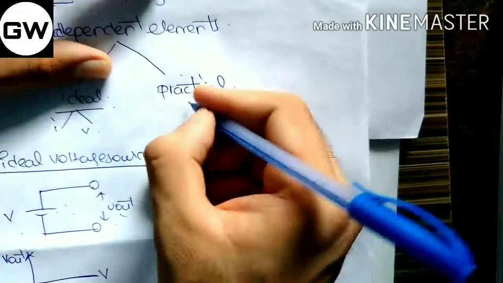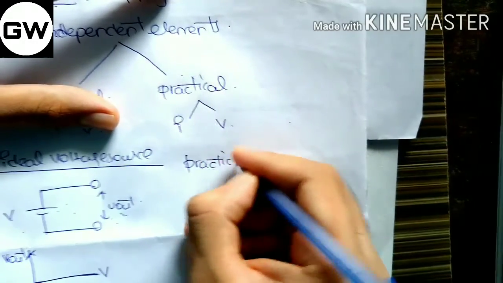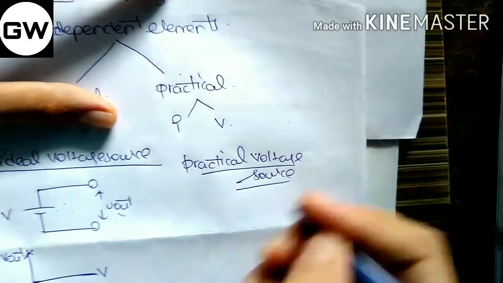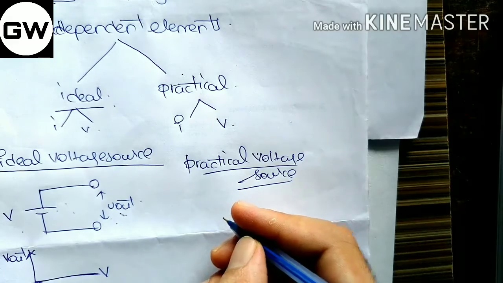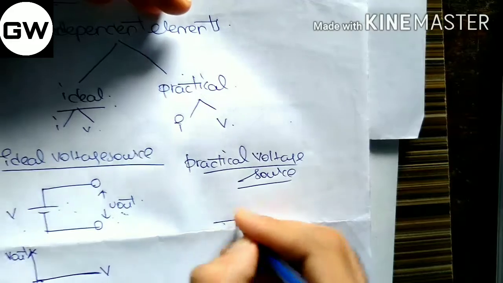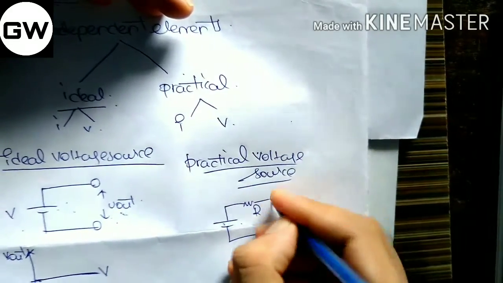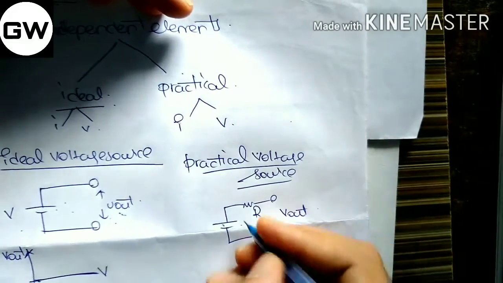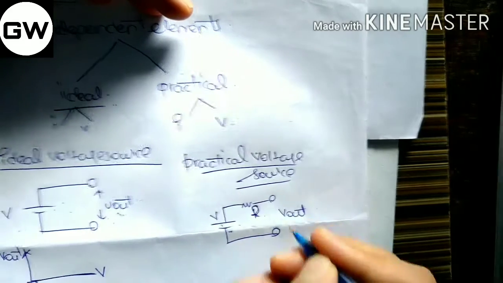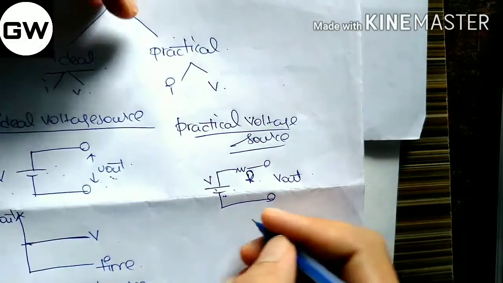Now we will be discussing the practical current source and practical voltage source. Practical voltage source is nothing but an ideal source with a resistor connected in series. It can be like this: an ideal source with a resistor connected in series, and this is the output V out. The energy given by this battery will be consumed by the resistor, so it cannot supply a constant supply throughout the duration of time.